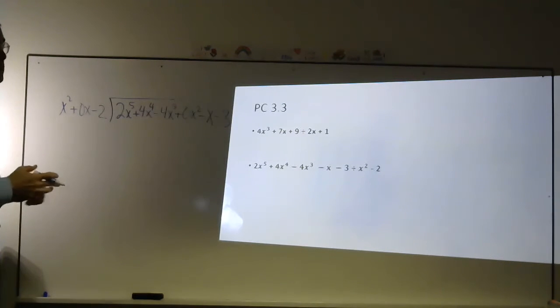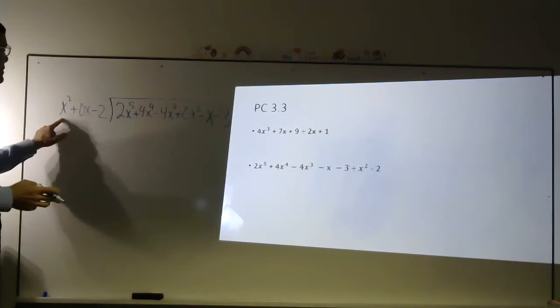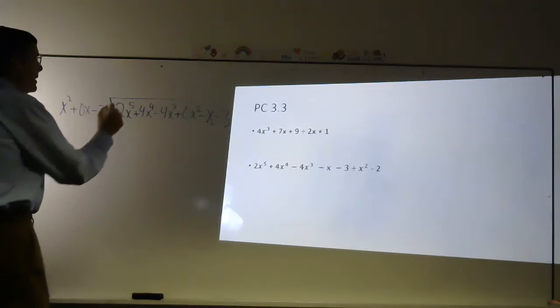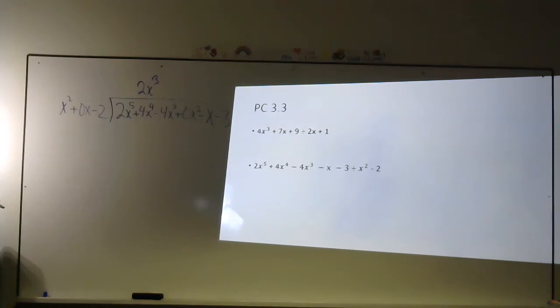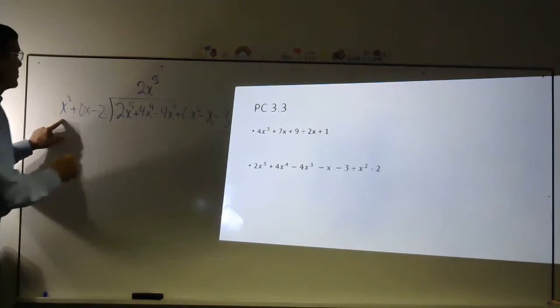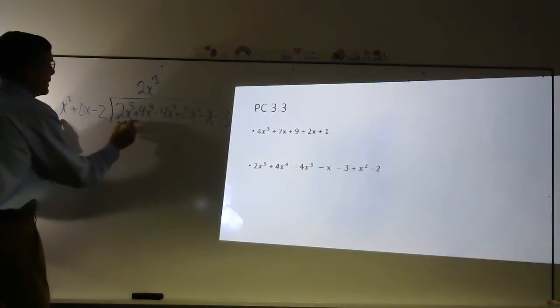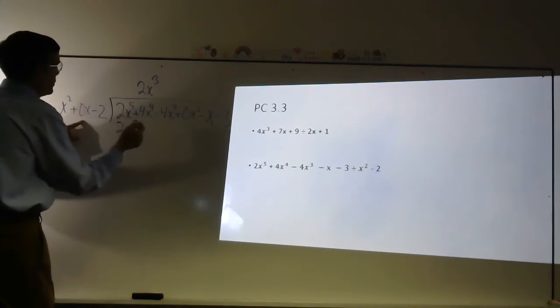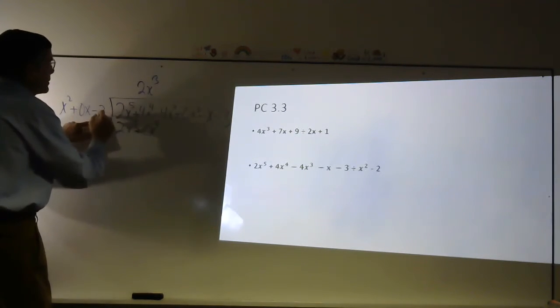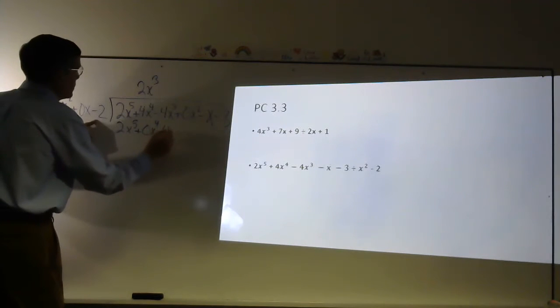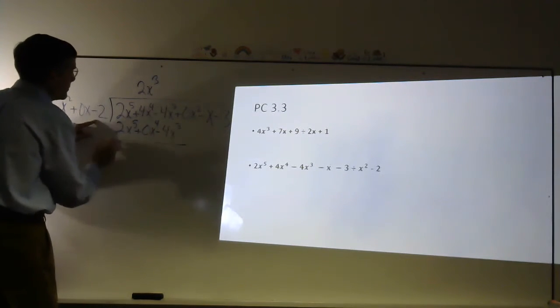X squared into 2x to the 5th. What do I put up there to take times x squared to get that? Is it not 2x cubed? Right? 2x cubed times this is 2x to the 5th. 2x cubed times 0 is 0x to the 4th. 2x cubed times this is minus 4x cubed.